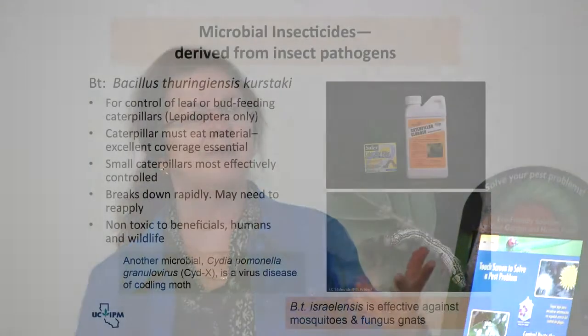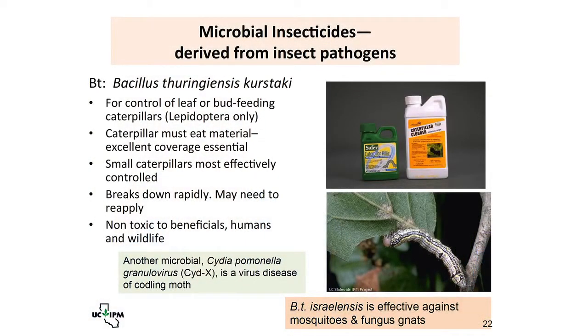Microbial pesticides are derived from insect pathogens. Bacillus thuringiensis, which is a disease of caterpillars, is the most common one. We also have Bacillus thuringiensis israelensis, which is effective against mosquitoes and fungus gnats. So for the caterpillar BT, kurstaki, the caterpillar has to eat it, it has to consume it, because that activates the toxin in its gut. So you have to cover the leaf surface for the caterpillar to eat it, and then that'll kill it.